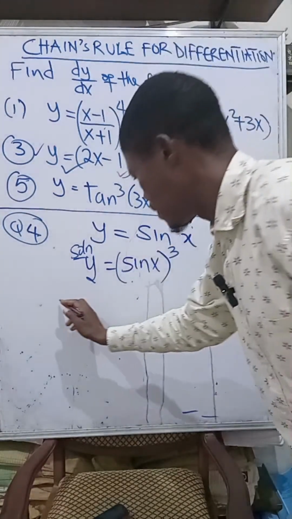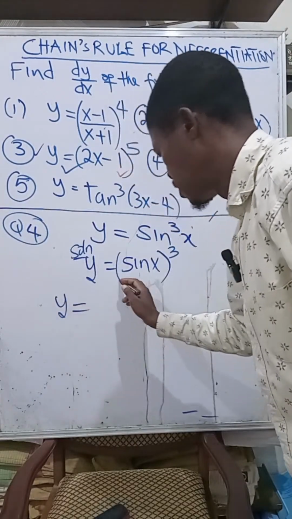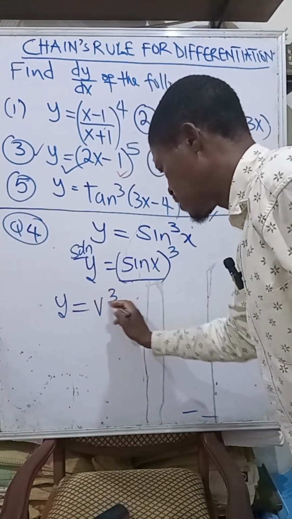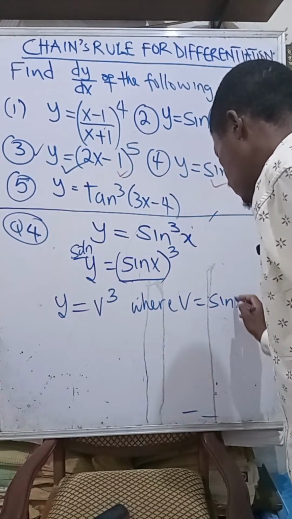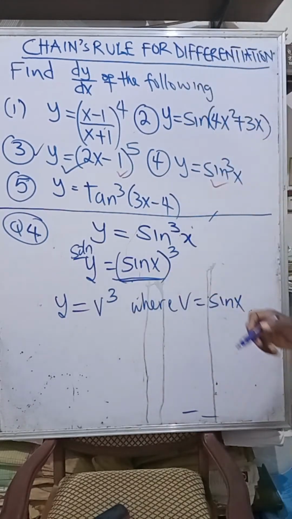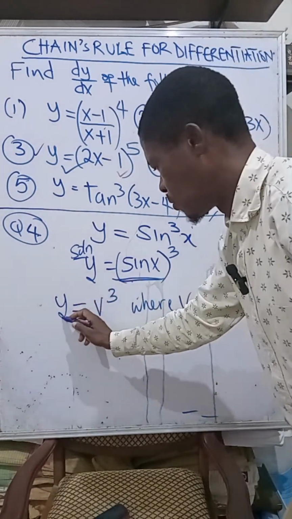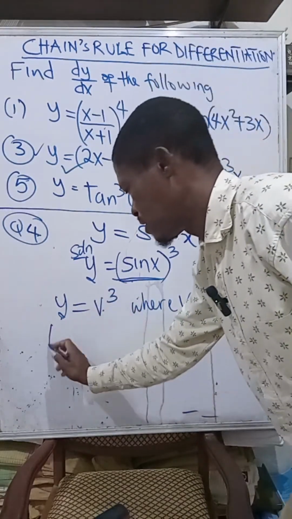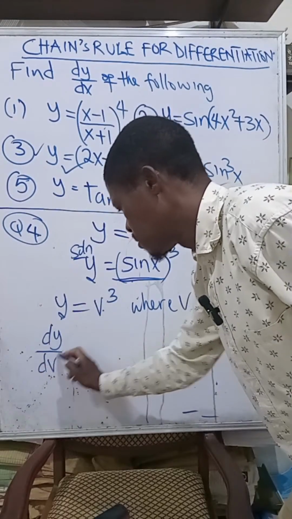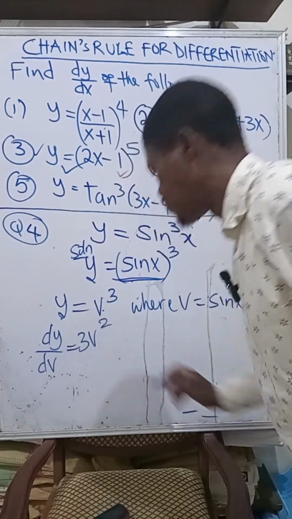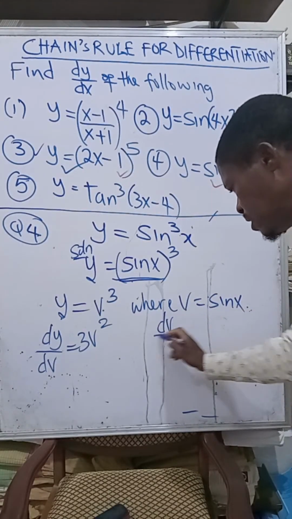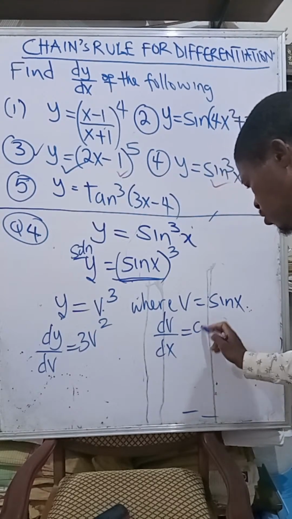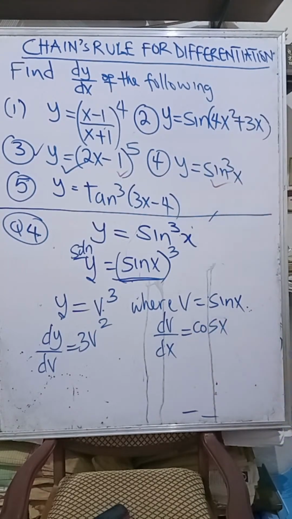If you like, you can make a substitution for the base. That will be y equals v cubed, where v is equal to sine x. Then y is now a function of v, so we can get dy/dv, which is equal to 3v squared. At the same time, v also is a function of x, so we can get dv/dx, which is cos x. When you differentiate sine, it gives you cosine.